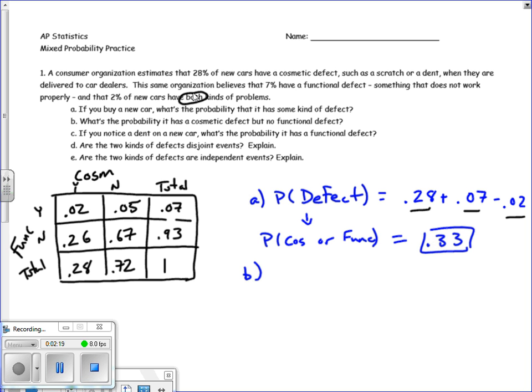Probability that it has a cosmetic defect but no functional defect. So this, I'd just go straight to the chart. Go to yes cosmetic, no to functional, and that would be 0.26. Sitting right there in the chart.